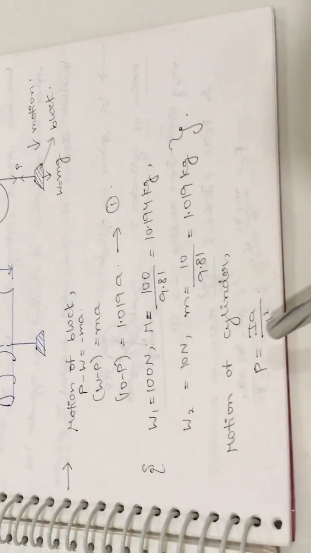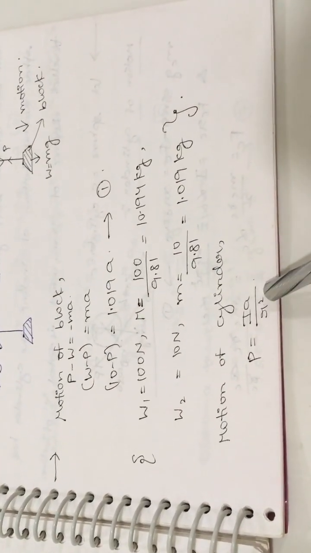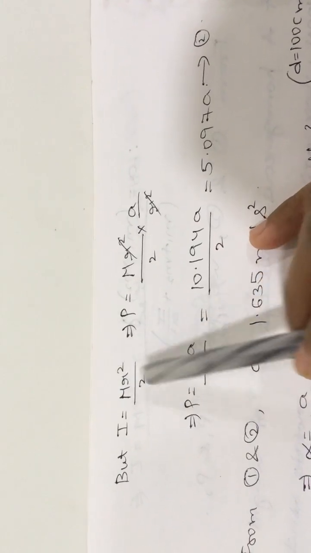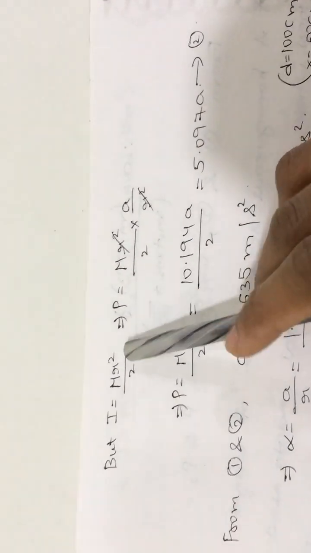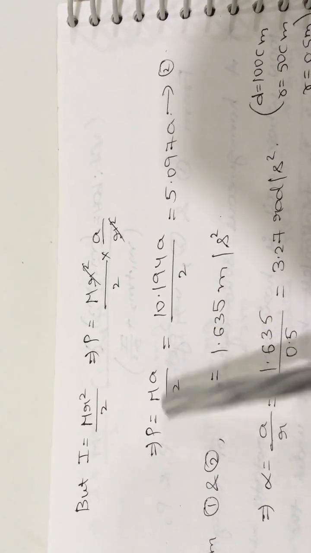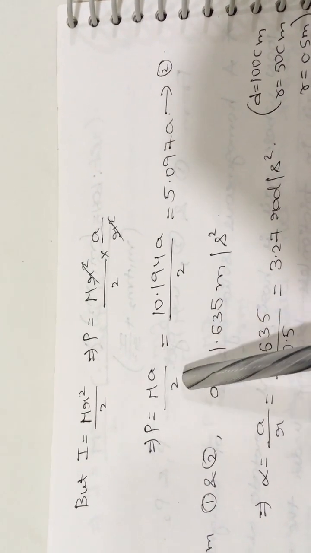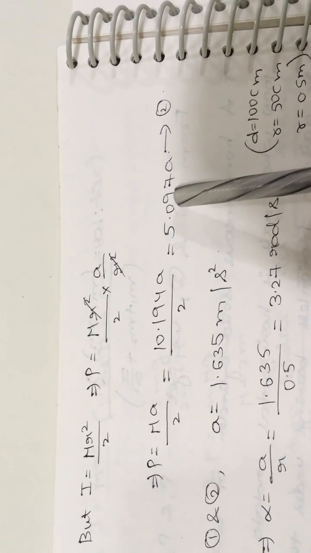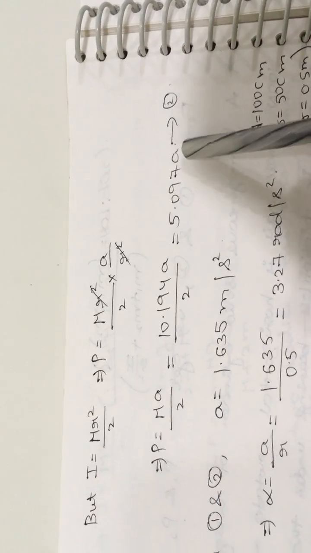Now consider the motion of the cylinder. From the derivation we know that the P formula is I a by R square. Again we know that I is equal to capital M R square by 2. Substitute the I formula in the P formula and you will get P as capital M a by 2. We know the M value, so substitute it and we get the value in terms of the small a, the acceleration value. Make it the second equation.